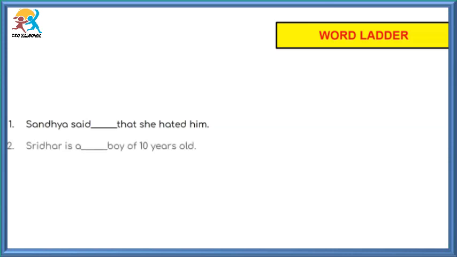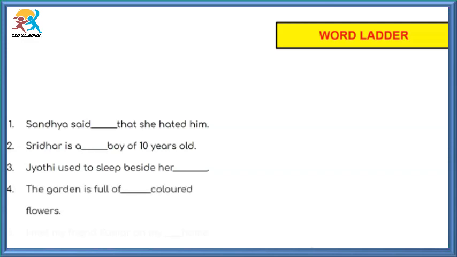Going to the next page. Have you guessed? Sandhya said dash that she hated him. Like Sandhya said harshly, or respectfully, like that, okay? That she hated him. So what might it be? Next, Sridhar is a dash boy of 10 years old. What type of boy is he? And Jyoti used to sleep beside her. So in the lesson also Swami used to sleep beside his mother and dash. Yeah, the garden is full of dash colored flowers. And I met my friend Kumar on my dash home.